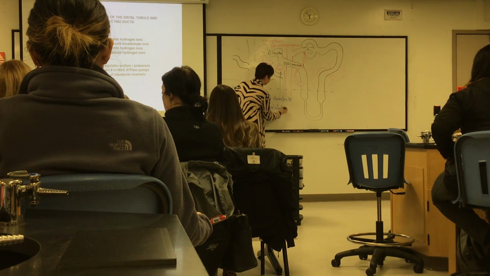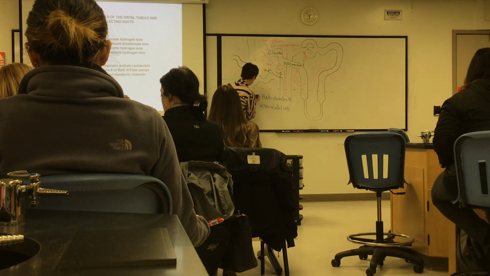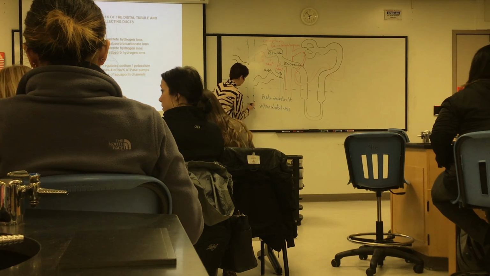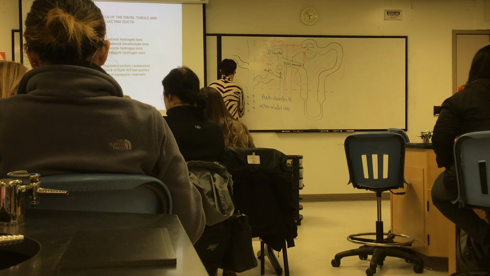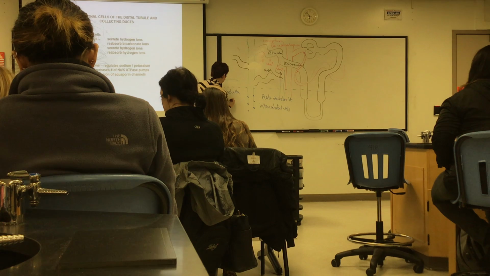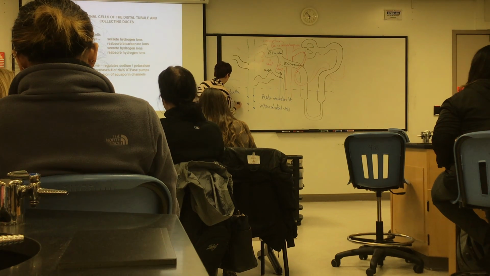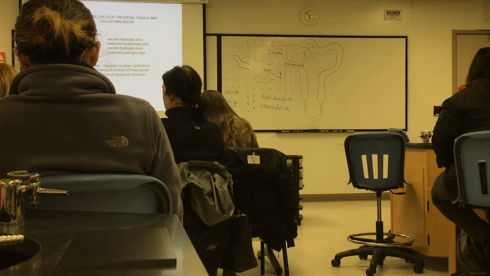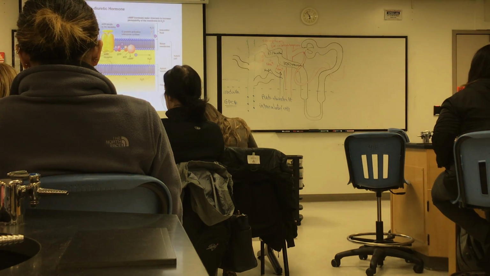And these are intercalated cells. And they're going to have metabotropic receptors for ADH. This means G-coupled protein receptors, all right? Meaning they use the second messenger, which you're already familiar with.